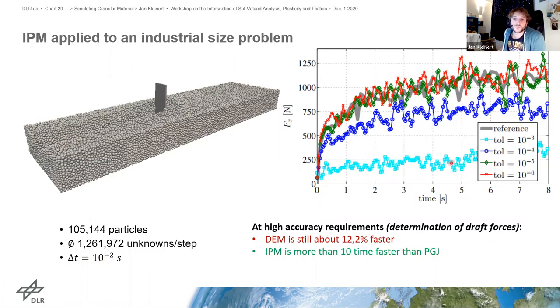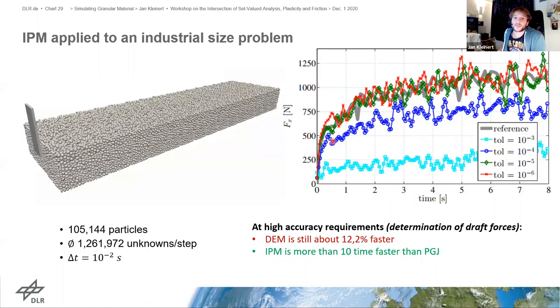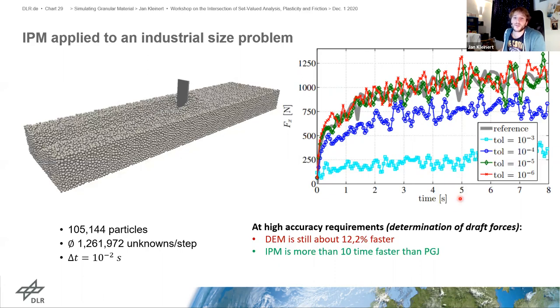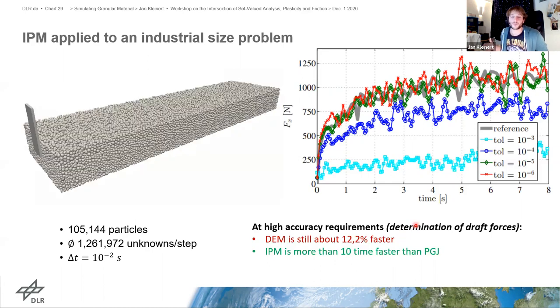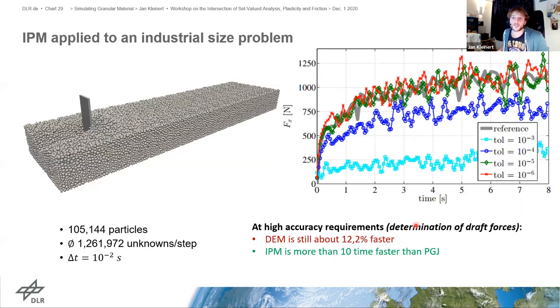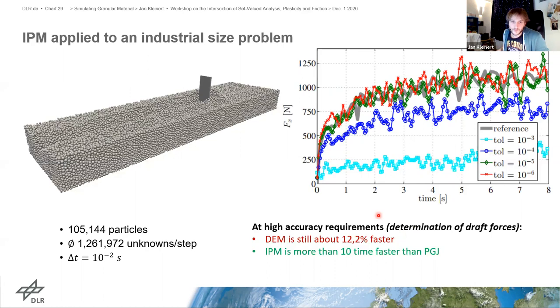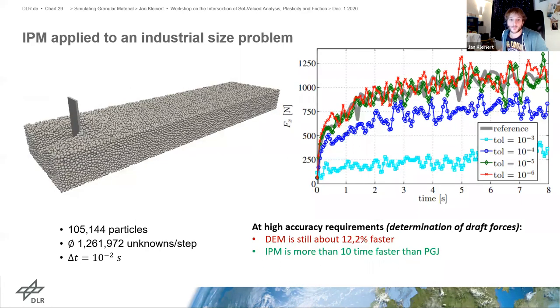And you see here the force result. So we do have to invest high accuracy to actually get to the forces, but we do achieve good agreement with the forces for a tolerance of 10 to the minus 5. And for this tolerance, we actually didn't manage to beat our own implementation of the discrete element method. It was still about 12.2% faster, but it's the same ballpark. And the nice thing is the interior point method is more than 10 times faster than the projected Gauss-Jacobi method.